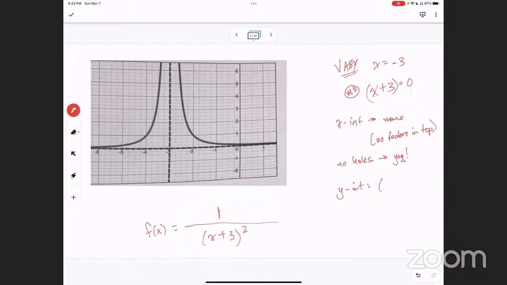Wouldn't it be 0? No, it's not going to be 0. For the y-intercept, I plug 0 in for x, and then I simplify this. What's 0 plus 3? 3. Then 3 squared is 9. Yep, and what's 1 over 9? Your y-intercept. Hey, does this look like it's about 1 over 9 down here? Well, yeah, it does kind of. It's close to 0. Weird though. But you understand what I'm saying?